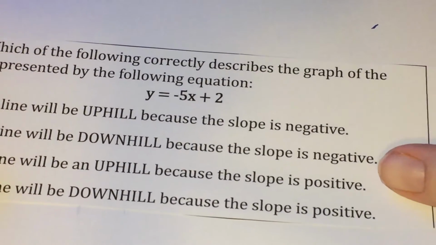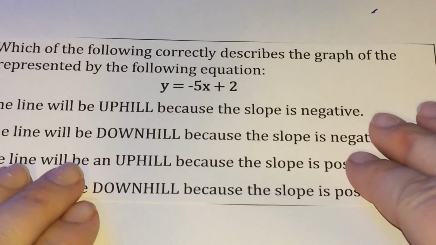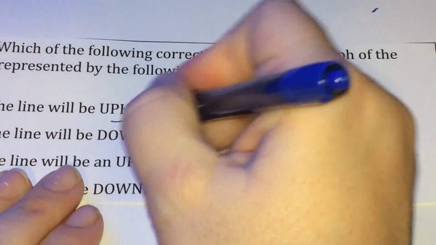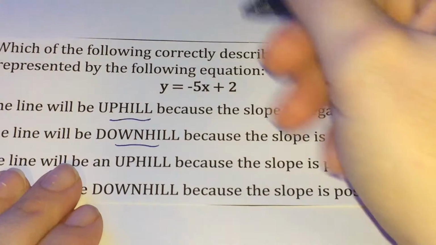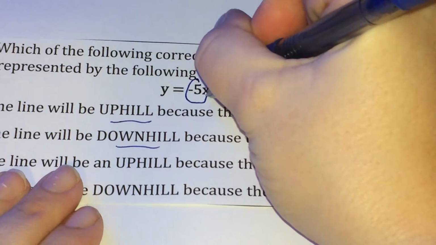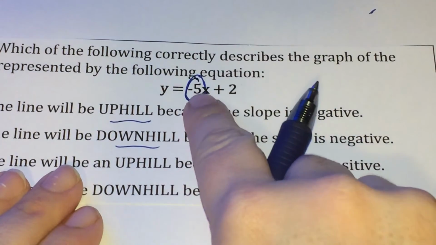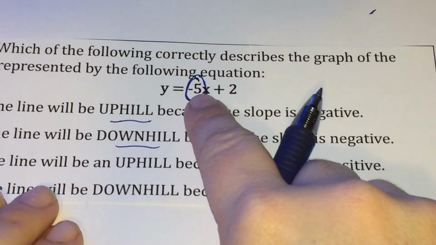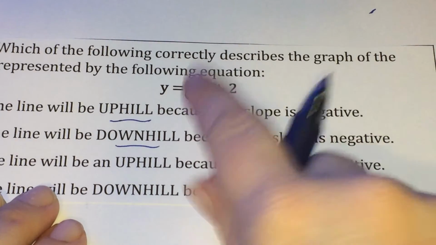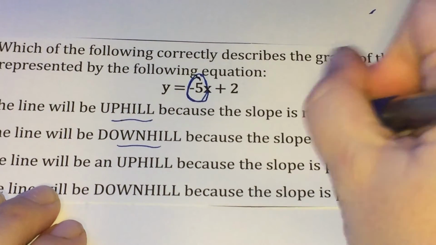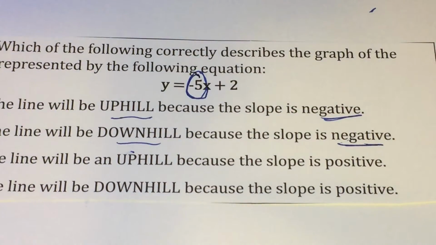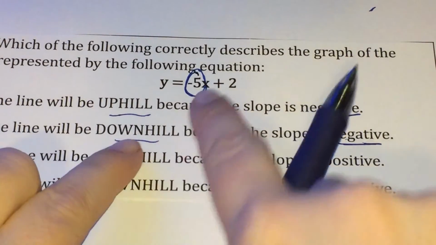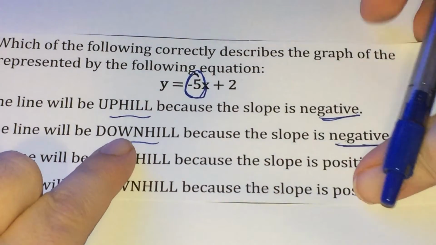Number 6. This should be one of the easier questions on your quiz. It's wondering if it's going to be an uphill or downhill graph because the slope is positive or negative. And remember, slope is right here with the x. And we've got a negative slope here, so it's going downhill. If it were a positive slope, we'd be going uphill. But this one is a negative slope, so we're going downhill.